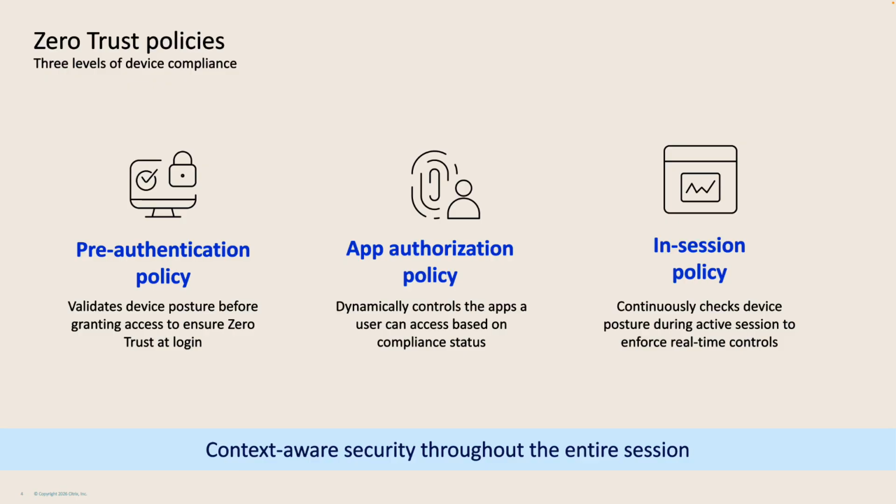The first policy is the pre-authentication policy that's going to validate the device posture before a user is able to see the login screen. The second policy are app authorization policies, and they will dynamically adjust which applications and resources a user can access based on their compliance. And finally, we have in-session policies that's going to continuously monitor the endpoint device and adjust in real time the user's session. So let's begin with pre-authentication policies.